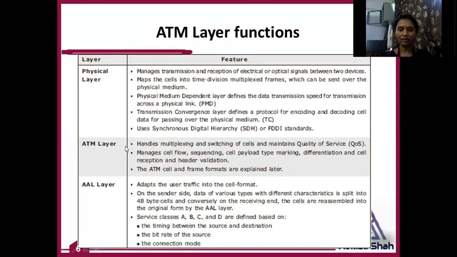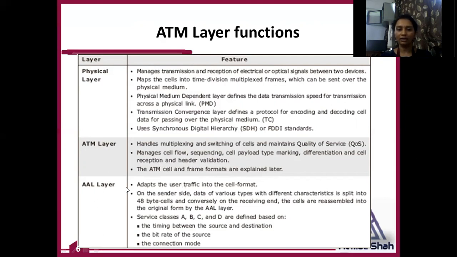The ATM layer basically handles multiplexing and switching of cells and maintains the quality of service. It manages cell flow, sequencing, cell payload type marking and differentiation, and cell reception and header validation at this layer. The ATM cell and frame formats are explained later.